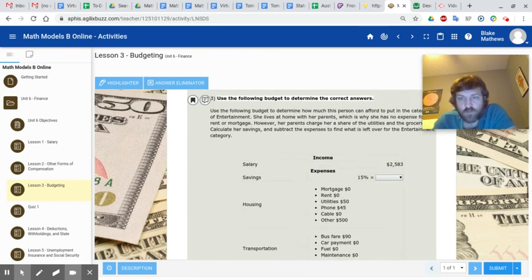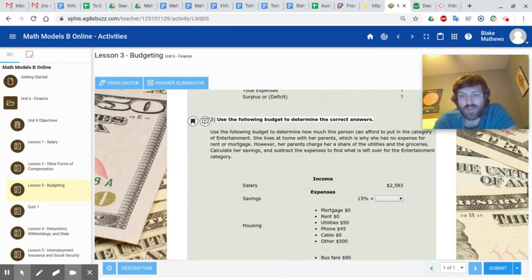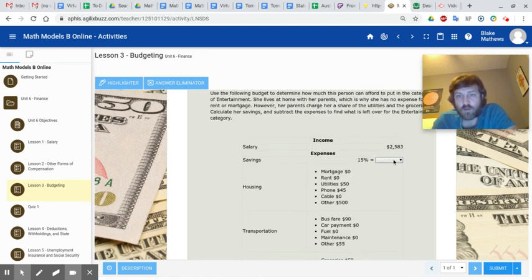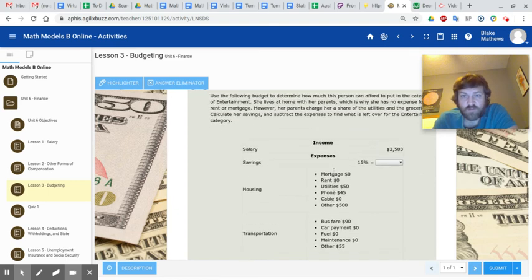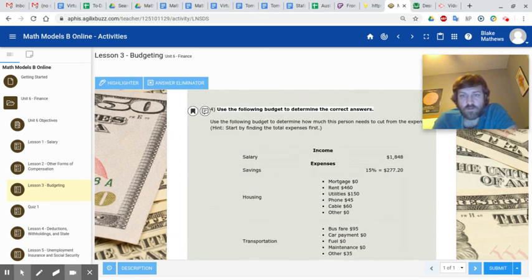I'm going to just look through these other ones. Very similar, actually the exact same idea on the next one. Calculate the savings by doing a percent of the salary, subtract all of the expenses, and then find out how much is left for entertainment. Same exact idea.